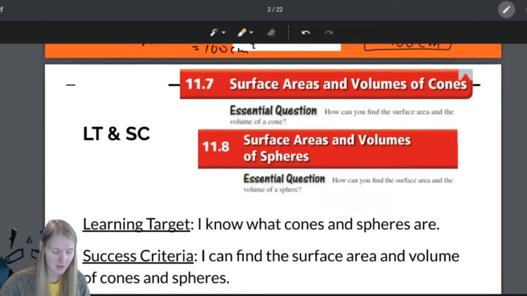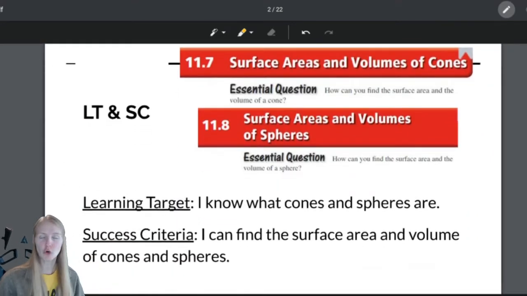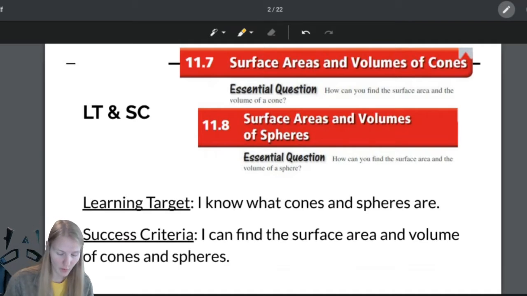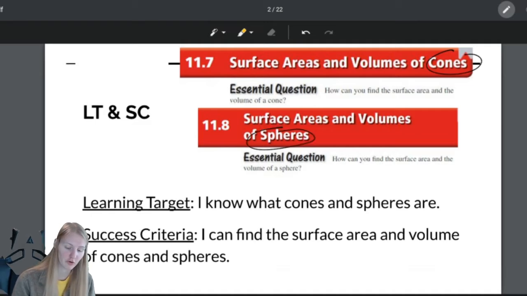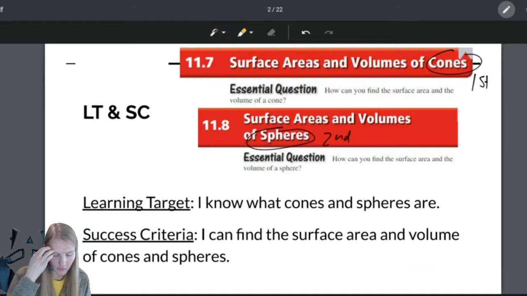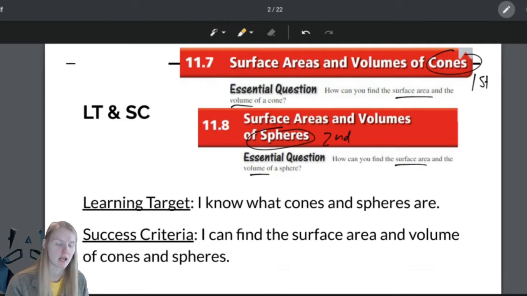Okay. Today, it's another twofer. Another 2-for-1. We're going to learn about 11.7 and 11.8 in one day today. 11.7 is about cones, and 11.8 is about spheres. So first, we'll talk about cones, and second, we'll talk about spheres. So the essential question for each of them is, how can you find the surface area and the volume?